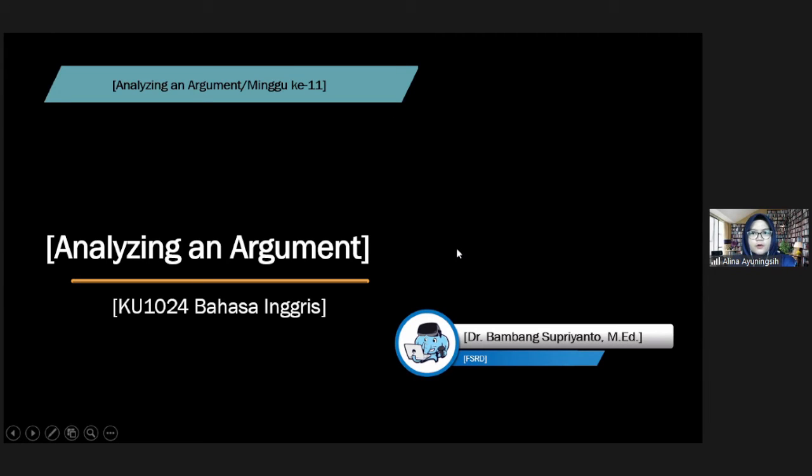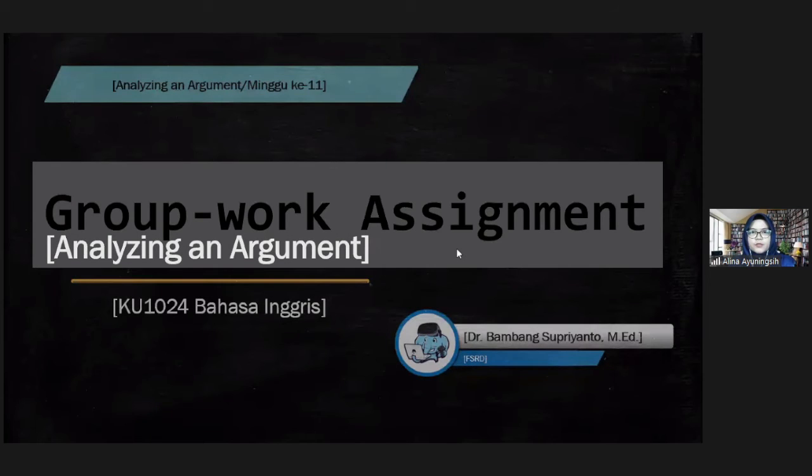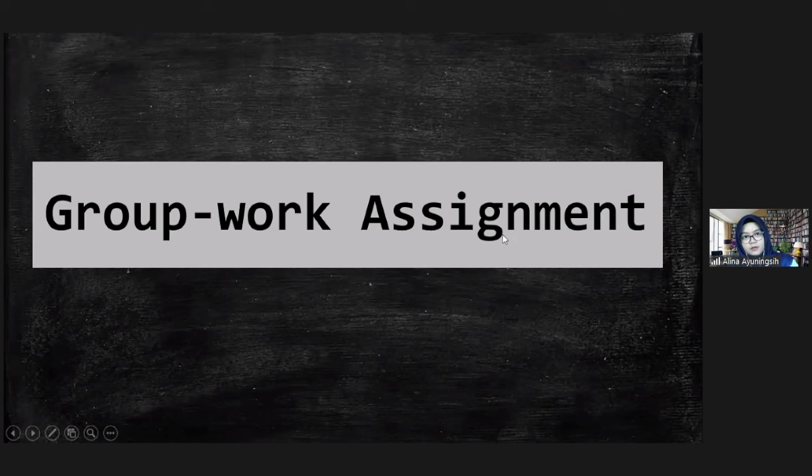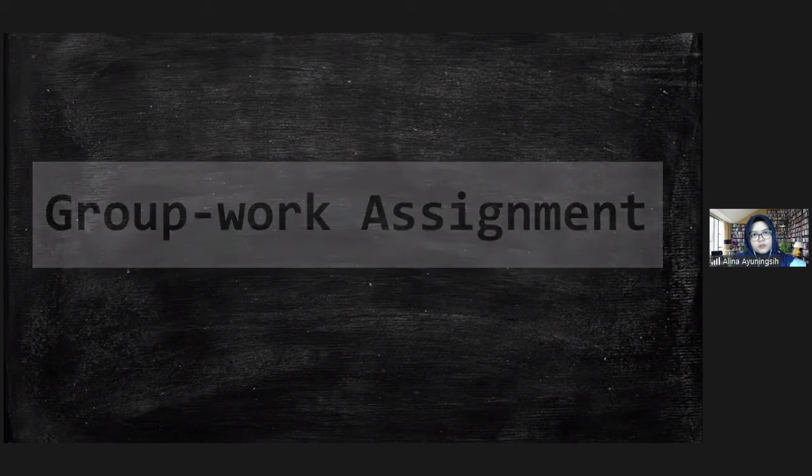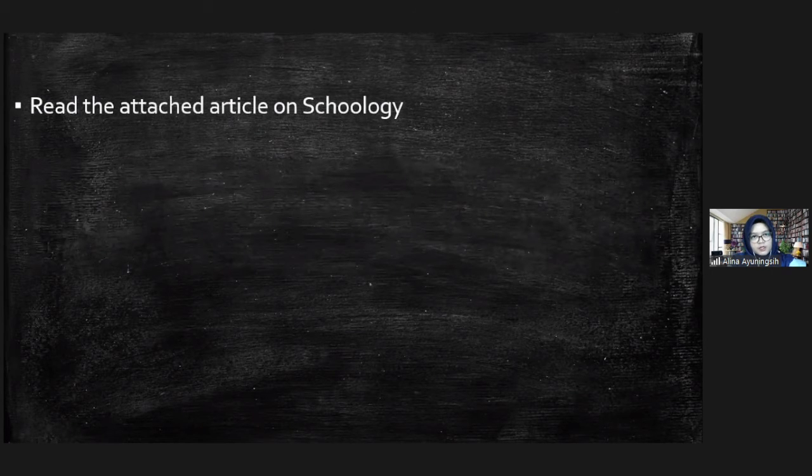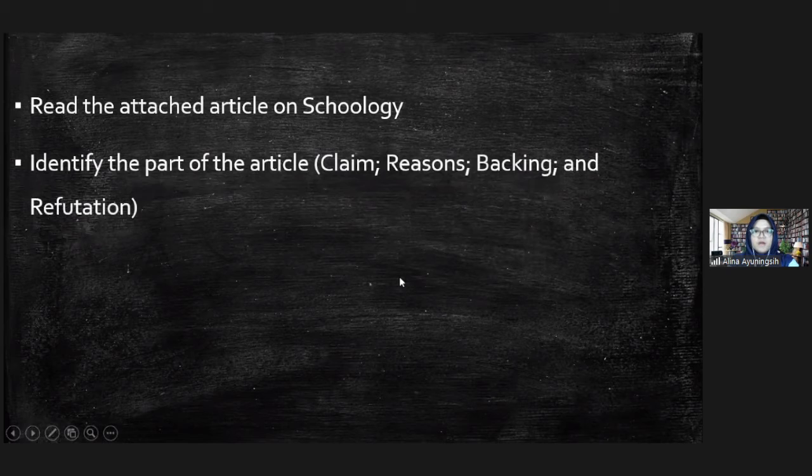Okay, so just to see whether you understand the material today, I already prepared the group work assignment. Basically, like usually, the group work assignment will be available on Schoology. I already attached an article, the argumentative essay, on Schoology. What you need to do is identify the parts of the article. Find which one is the claim and find if there is a reason.